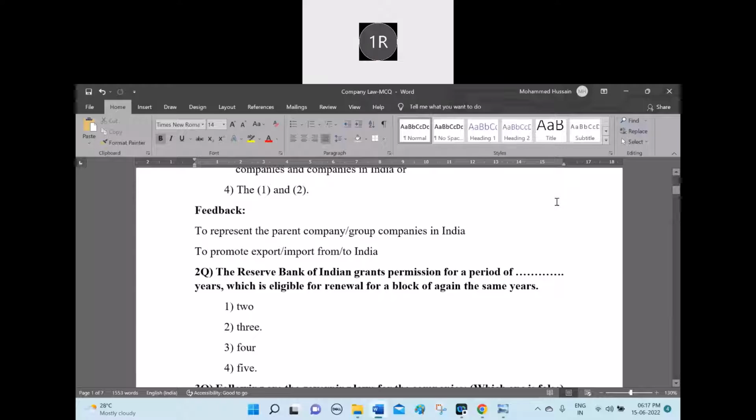Second question. The Reserve Bank of India grants permission for a period of dash years, which is eligible for a renewal for a block of again the same years. Option one, two, option two, two, option three, three, option four, four. Strike it, even though it is wrong, doesn't matter. Use my software, how I taught you, and logically, reasonably, you can make it out.